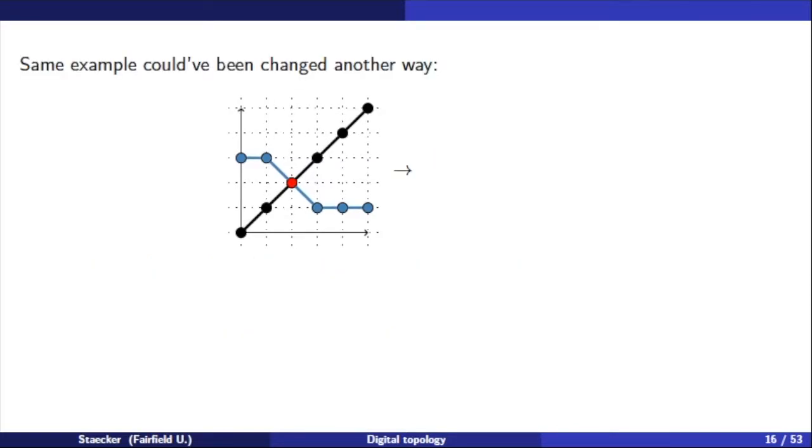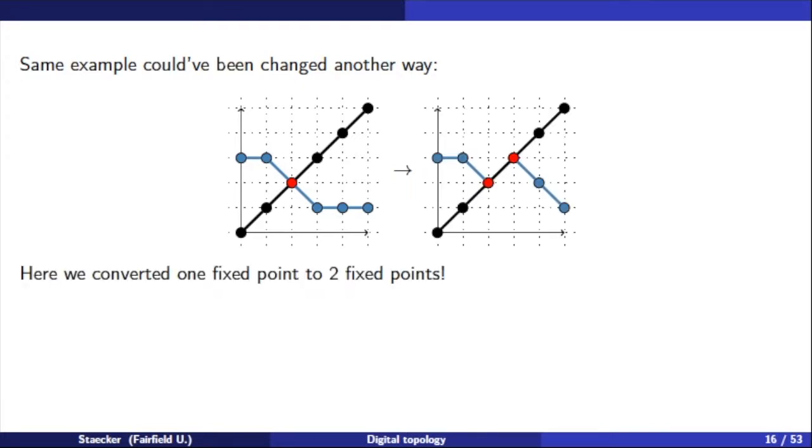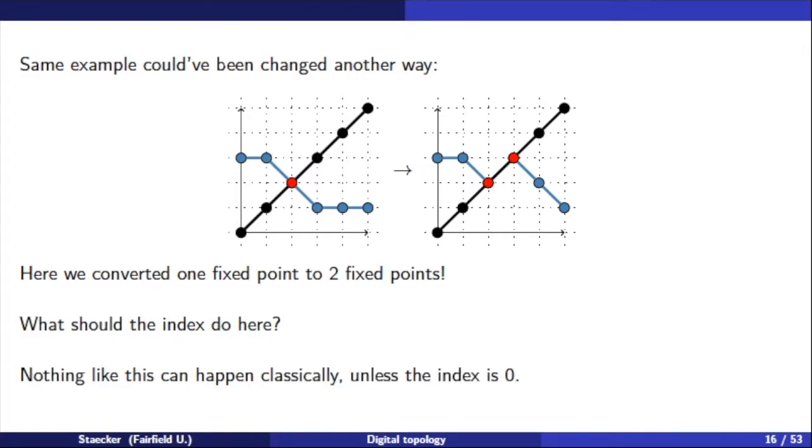Or check this out. You could change it in another way. What if I move it up like this? Now I had one fixed point, but I changed it into two fixed points. And again, it's not clear what should happen with the index. None of this kind of thing can happen in classical topology unless the index was 0. Then everything can be 0. That's okay. But this is very strange, and it's not clear what to do.